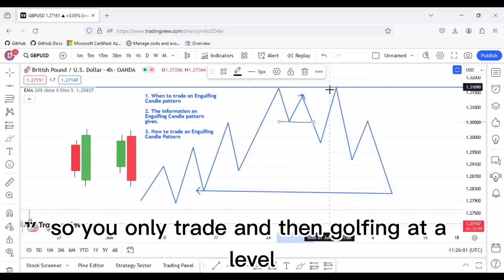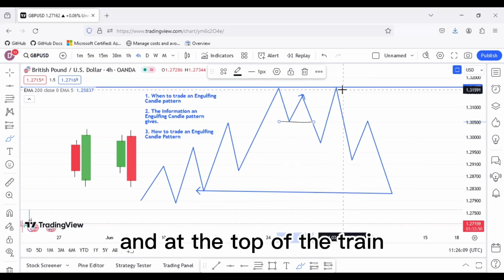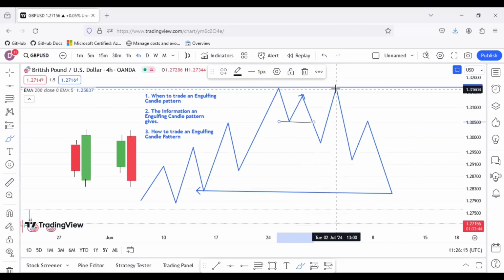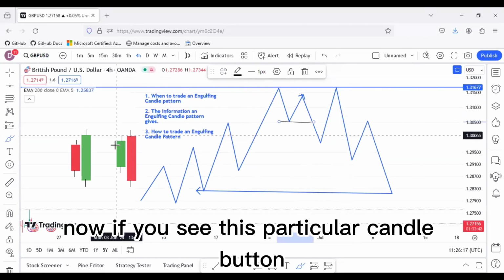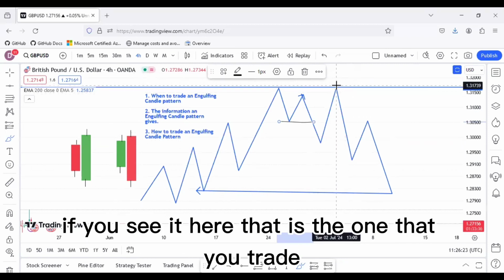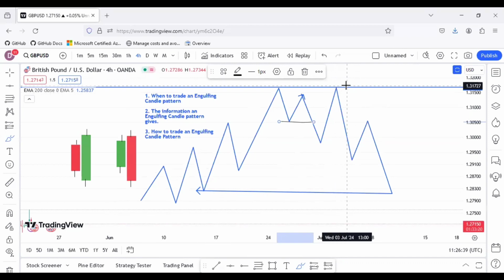So you only trade an engulfing at a level, I mean, a bearish engulfing right now, at a level and at the top of a trend, either a supply or resistance. So for example, now, if you see this particular candle pattern, this is a bearish engulfing. If you see it here, that is the one that you trade. It's just as simple as that.